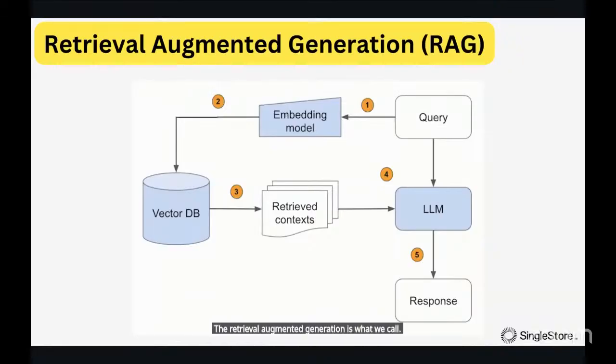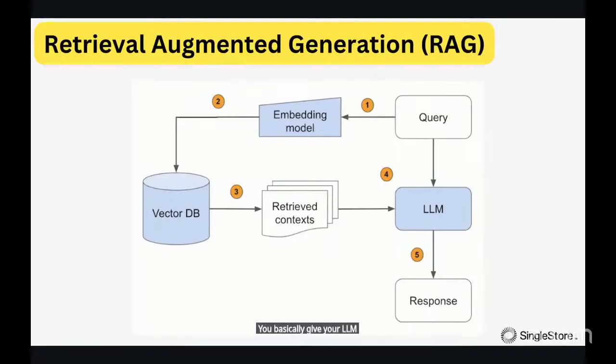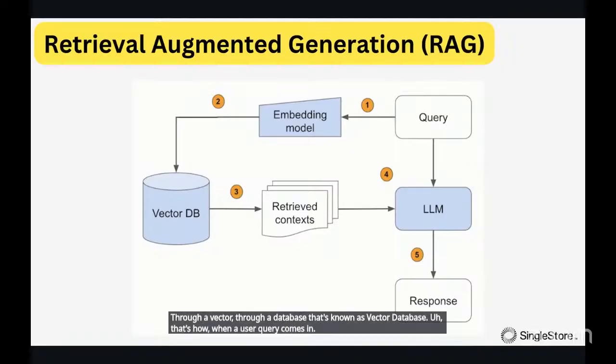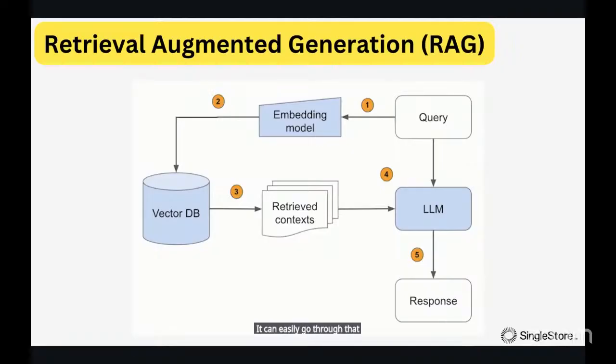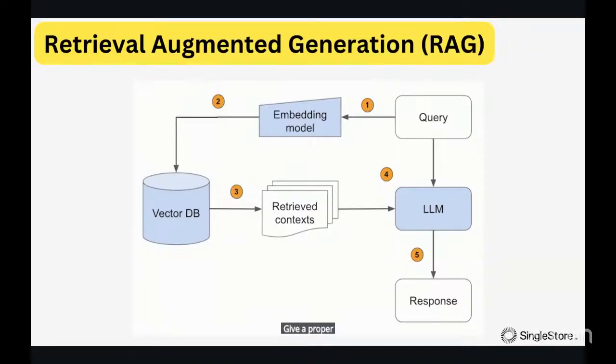This is where you augment your custom data. You basically give your LLM the context that is required through a database known as a vector database. That's how, when a user query comes, it can easily go through that vector database to find the relevant chunk and give you a proper, contextually relevant response back.